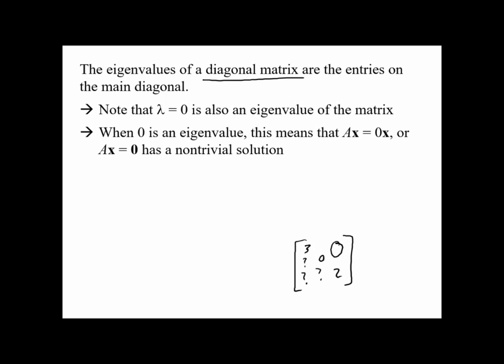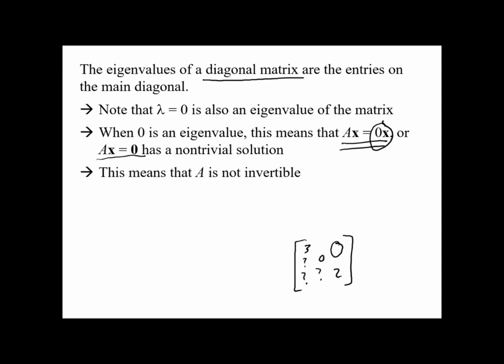When 0 is an eigenvalue, that means that Ax equals 0 times x, okay? Or, again, 0 times x is just 0. That means that Ax = 0 has a non-trivial solution. One more time. An eigenvalue means that this equation has a non-trivial solution. Okay, now let's think about that for a second. If this has a non-trivial solution, that means that A is not invertible.